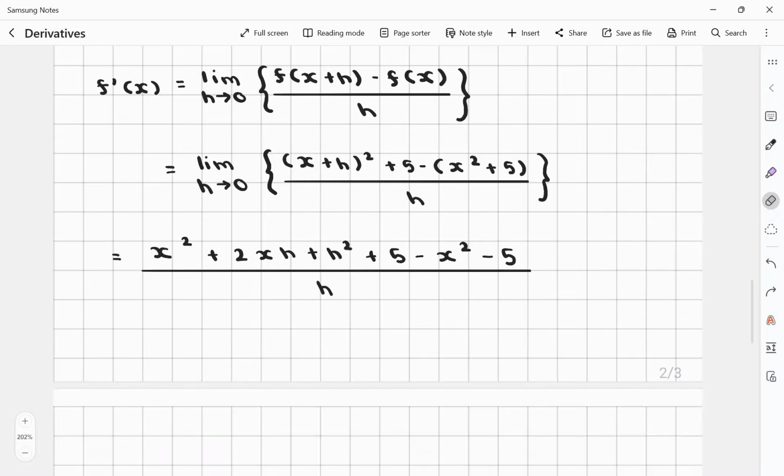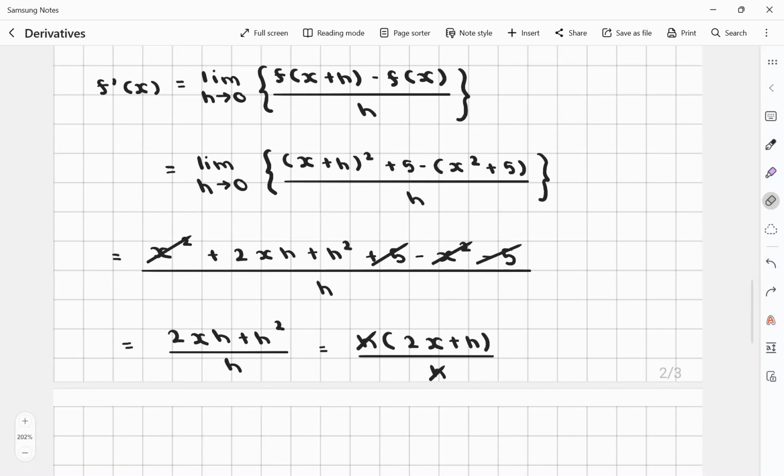Now let's ignore the limit h tends towards 0 part. Let's expand the part within the curly brackets. That gives me x squared plus 2xh plus h squared plus 5 minus x squared minus 5 all over h. Now we can cancel out x squared and minus x squared, and we can cancel out plus 5 and minus 5. Now we are left with 2xh plus h squared over h. Now let's take the h's out and let's cancel them, as shown in this step. Now we are left with 2x plus h.